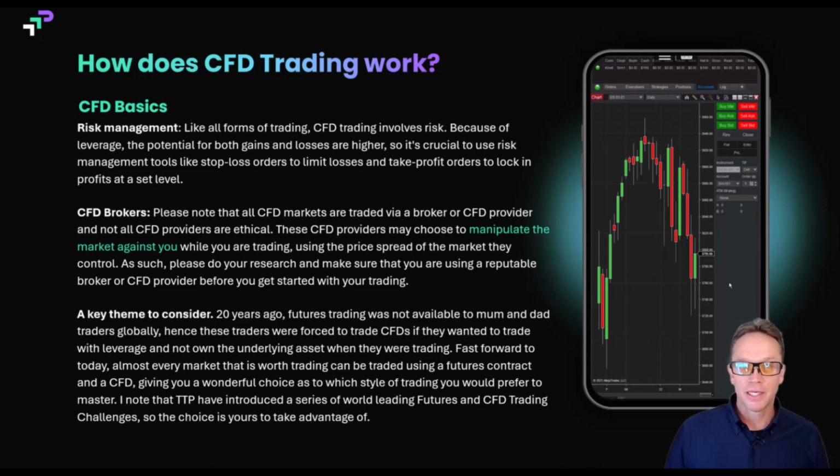Now, a key theme to consider, ladies and gents, which I do believe is really quite important: around about 20 years ago, futures trading was not actually available to mum and dad traders globally. Hence, these traders, like me more than 20 years ago, were actually forced to use a CFD. Ultimately, we wanted to trade the market using leverage, we wanted to trade the market both up and down, and we also wanted to trade the markets without actually owning the underlying asset. Guys, CFDs were actually the only option for us in the late 90s and early 2000s.